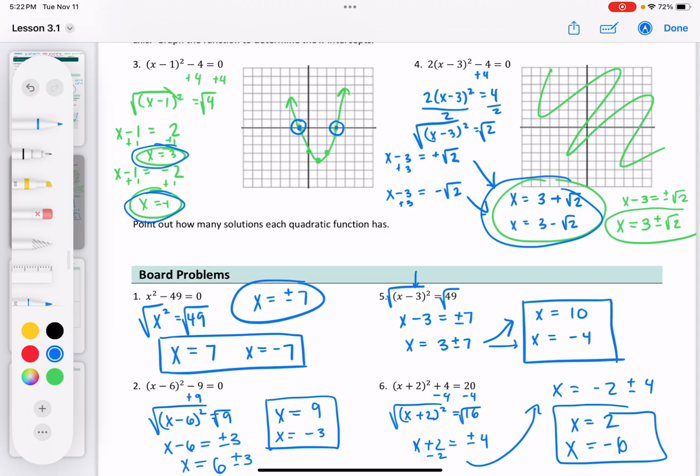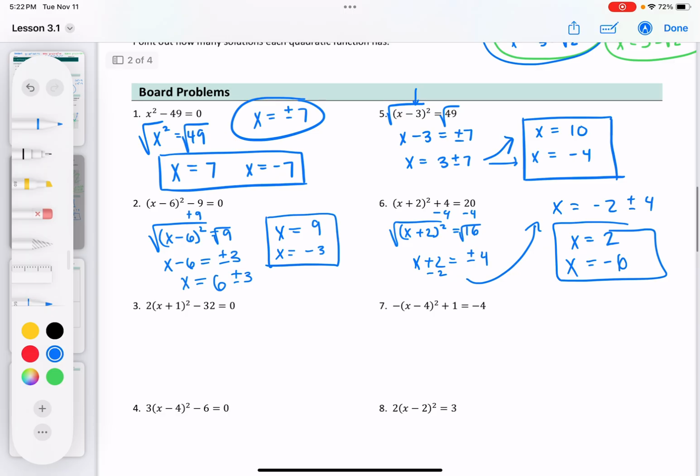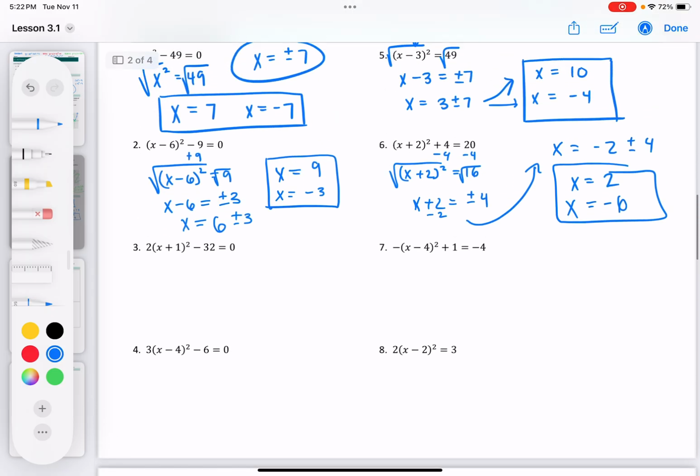Okay, now that we've gone over those four, you guys can go ahead and work on these last four problems with your partner. And then, again, we'll go over them again. So go ahead, pause the video right now so that you can work on those four problems, and we'll be back shortly.